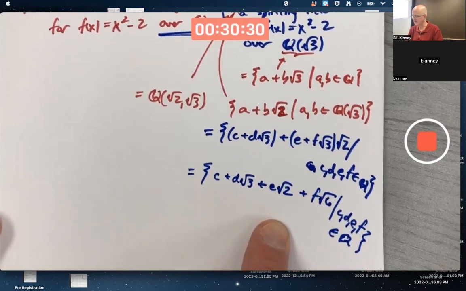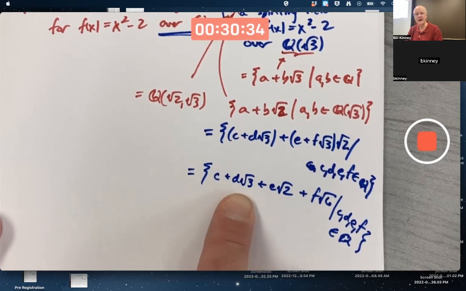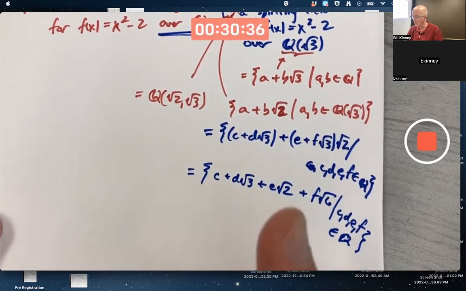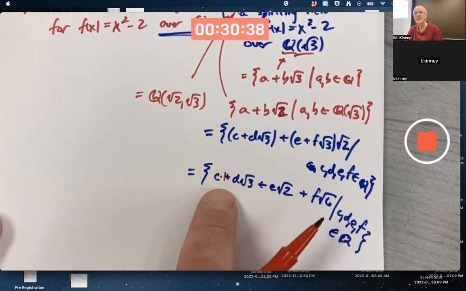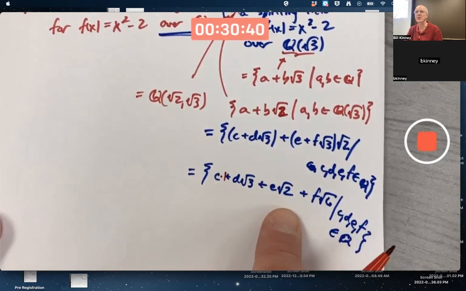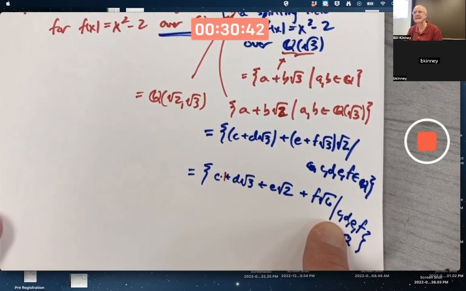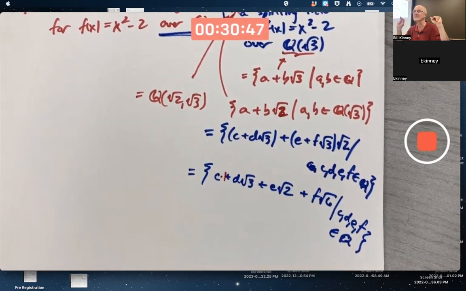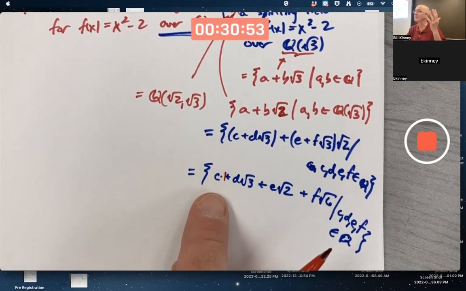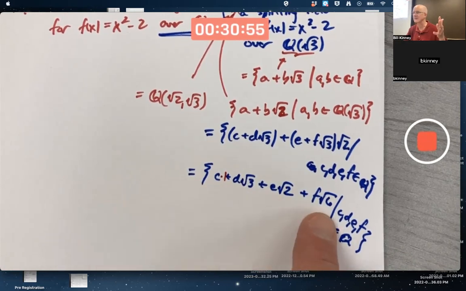And then, oh, guess what? Vector space. That's the set of all linear combinations of 1, square root of 3, square root of 2, and square root of 6. It's the span of those 4 quote unquote vectors. And those 4 vectors or numbers, 1, square root of 3, square root of 2, square root of 6, are linearly independent over the rationals. It's hard to prove, but you can prove it.